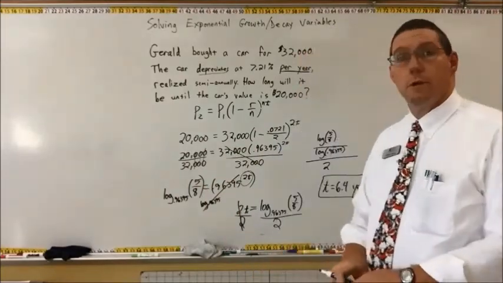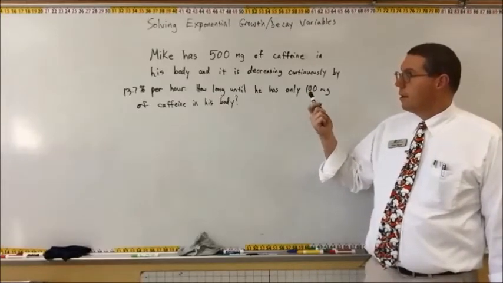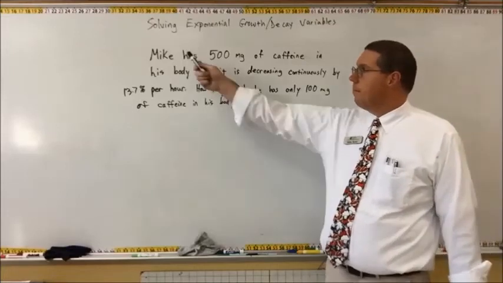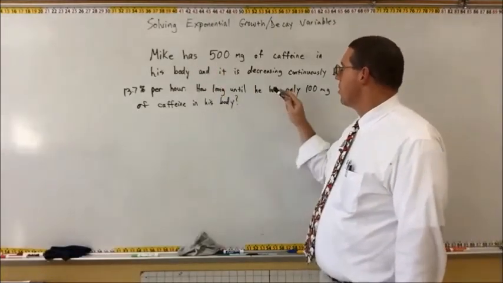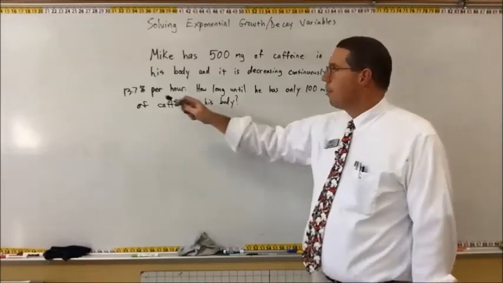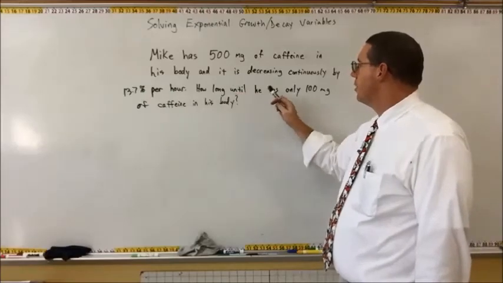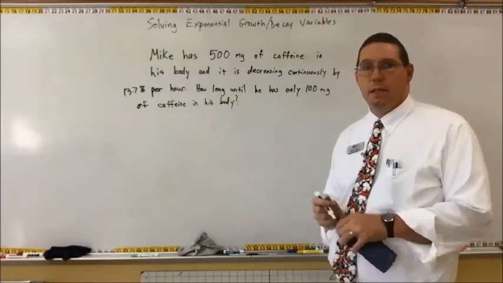Okay? All right, we're going to try another one now. All right, here's one. This is an exponential decay, continuous exponential decay. It says Mike has 500 milligrams of caffeine in his body, and it is decreasing continuously by 13.7% per hour. How long until he has only 100 milligrams of caffeine in his body?